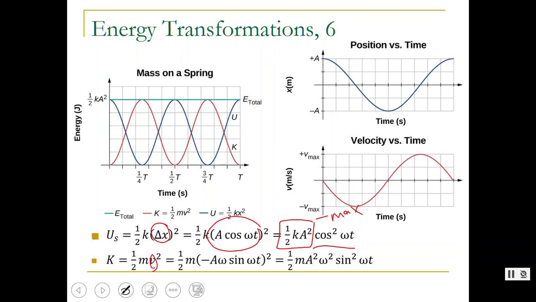Your kinetic energy, if you sub in the velocity kinematic equation, you get negative A omega sine of omega t. When you square that, you end up with 1/2 mA squared omega squared for that. So that is going to be your maximum kinetic energy. Your maximum kinetic energy is going to be 1/2 mA squared omega squared. And once again, that's going to be a sine squared function.